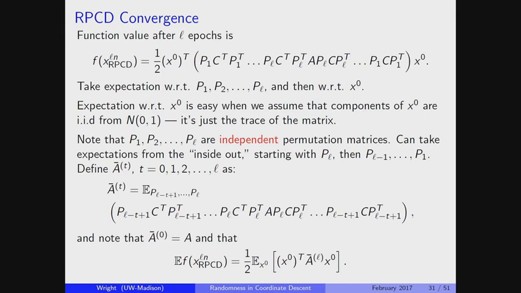Okay? So you can do that systematically by defining these matrices A bar_t to be the partial expectation starting from P_L, going to P_{L-1}, down to P_{L-t+1}. So this gives you the intermediate step in working your way out from the middle of the matrix. Okay? And ultimately, when you've worked all the way out to the end, you've taken the expectations with respect to all the permutations, you can get this expected function value by simply taking the trace of the final element in the sequence. Okay? So how do we figure out these guys?